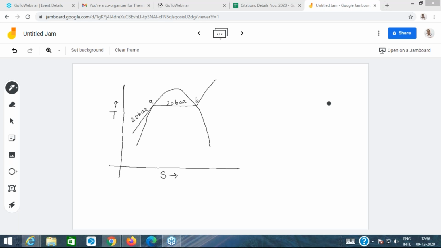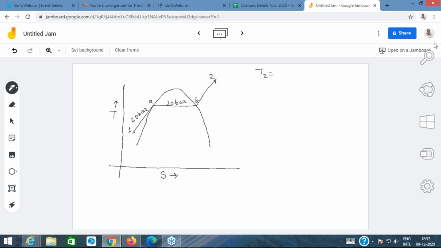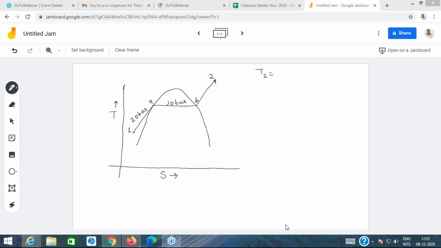So the given steam, let us say that this is your point 2, and this is your point 1. So what is T2 then with my notations? Look at the diagram and tell me how much is T2. T2, Neha.